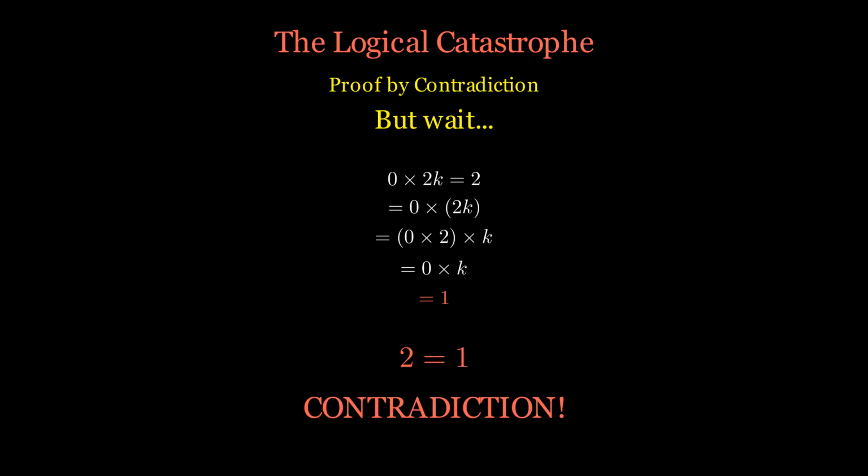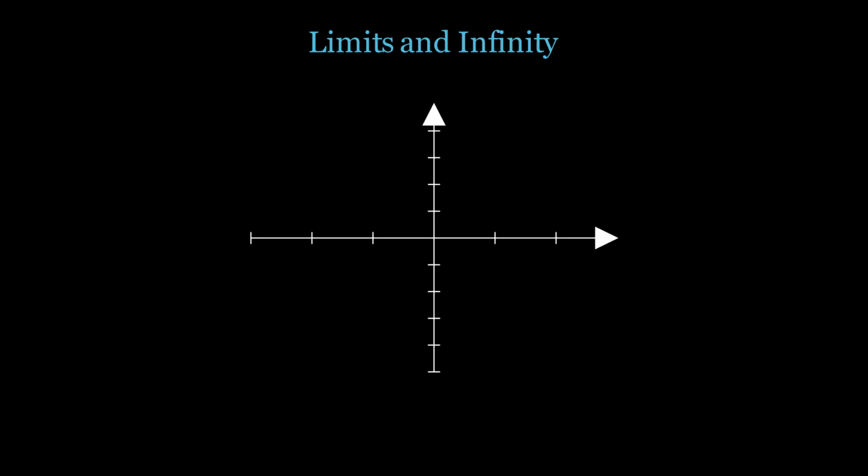In fact, allowing division by 0 would make all of mathematics collapse into nonsense. Every theorem, every proof, every calculation would become meaningless. Now you might be thinking, but what about infinity? As numbers get smaller and smaller, doesn't 1 divided by those numbers get infinitely large? You're absolutely right. As the denominator approaches 0, the result does grow without bound.